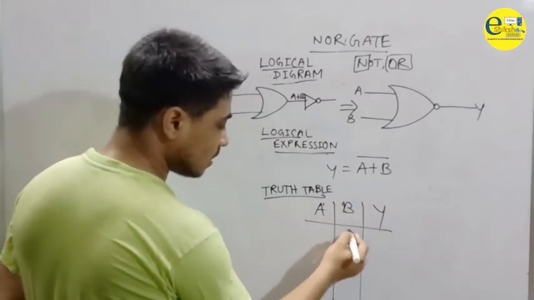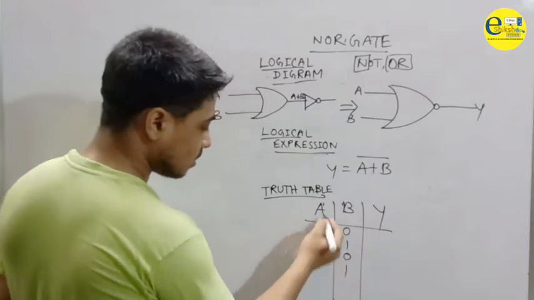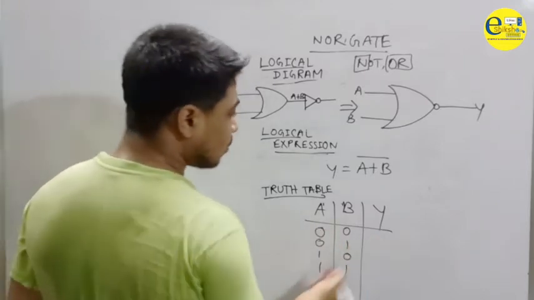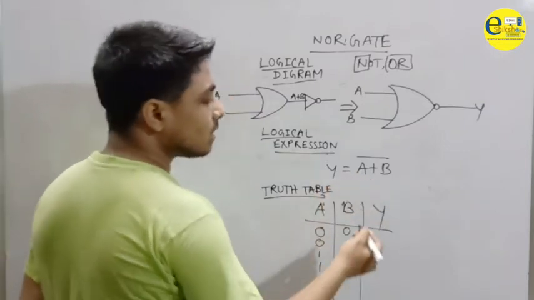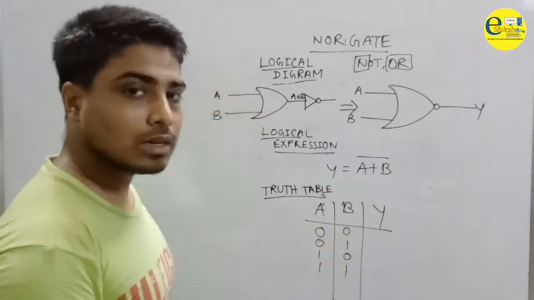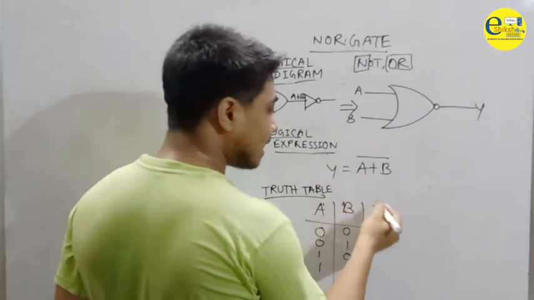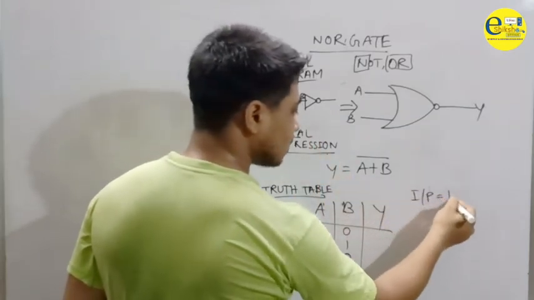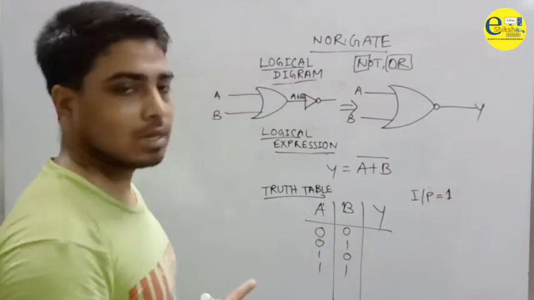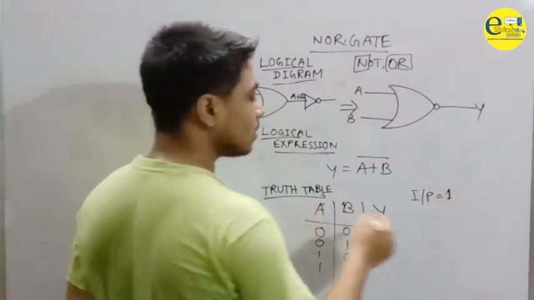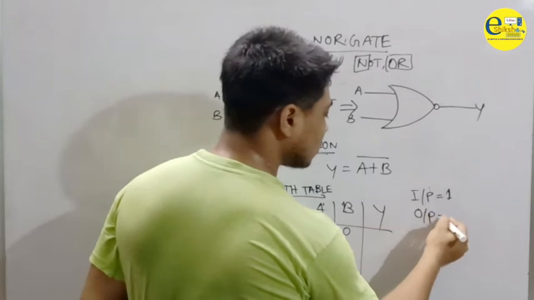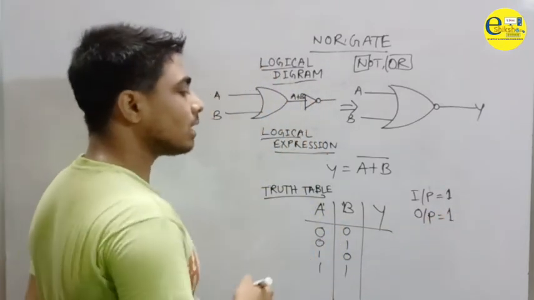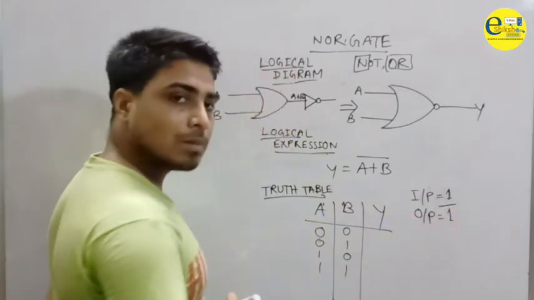So starting from the LSB: 0 1 0 1, and now 0 0 1 1. The output is what we have in case of an OR gate, which we have considered already. That is, if there is at least one input as 1, we will get output 1 in case of an OR gate, right? But in case of a NOR gate, the output will be complemented.